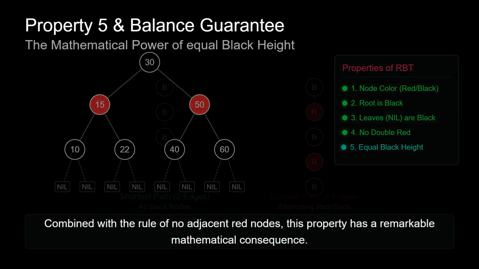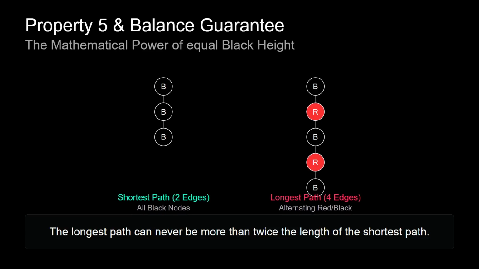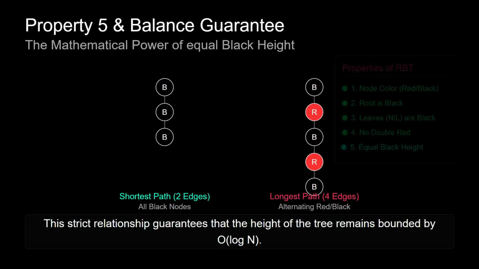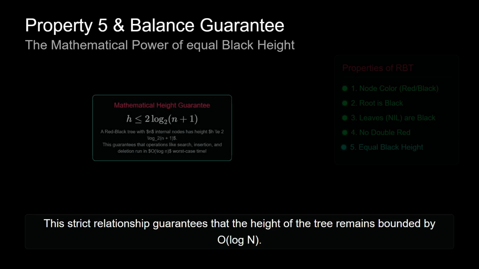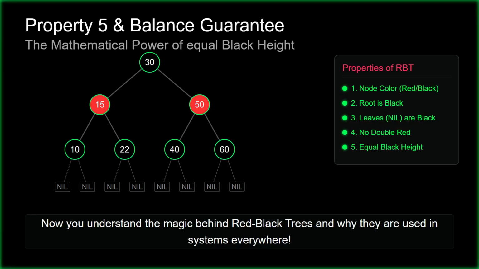Combined with the rule of no adjacent red nodes, this property has a remarkable mathematical consequence. The longest path can never be more than twice the length of the shortest path. This strict relationship guarantees that the height of the tree remains bounded by O(log n). In summary, these 5 simple rules keep the tree self-balanced and highly efficient for all operations. Now you understand the magic behind red-black trees and why they are used in systems everywhere.